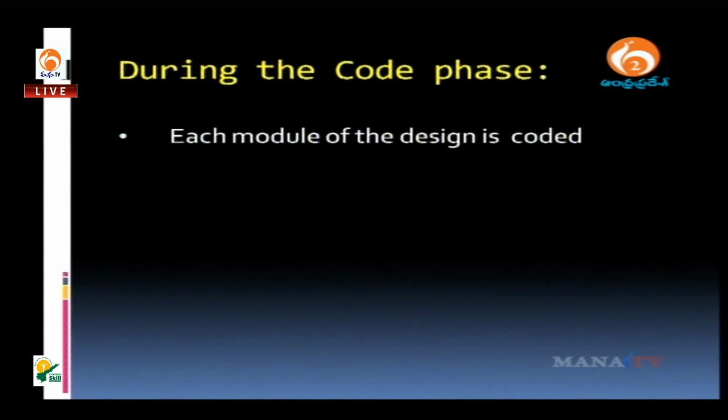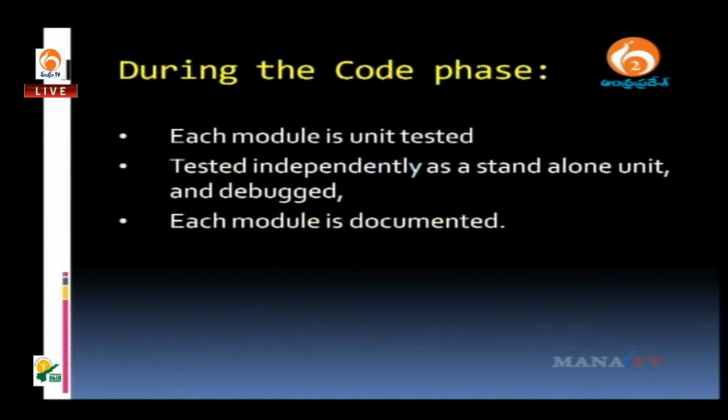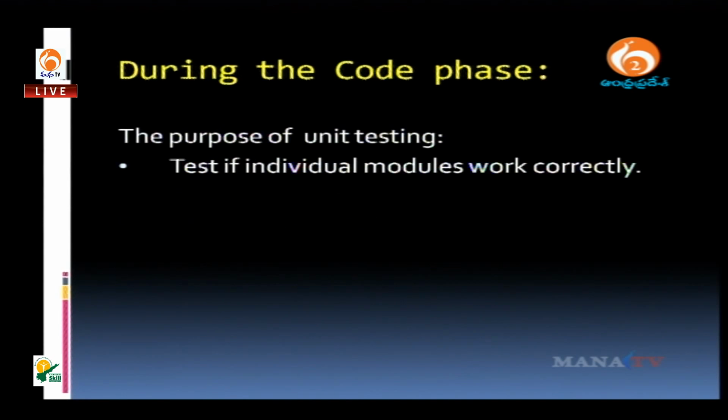During the coding phase, each module of the design is coded and tested independently as a standalone unit, as we just discussed, and each module is also documented in this phase only. This is the coding documentation. The purpose of unit testing is to test whether individual modules work correctly or not.